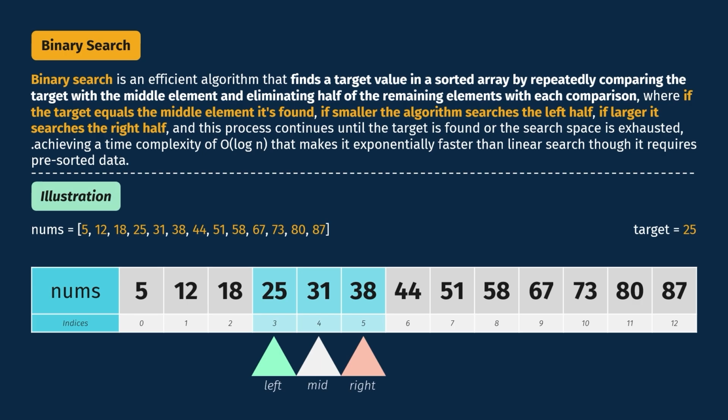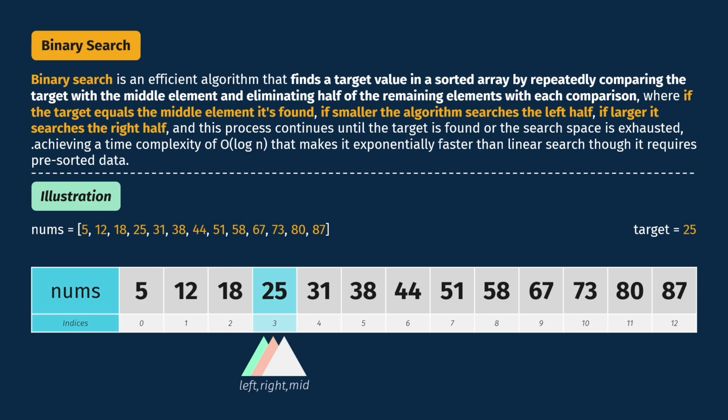We compare. Is 31 equal to 25? No. Is 31 greater than 25? Yes. So our target must be in the left half. So we move the right pointer to mid minus 1, which is index 3. At this point, both the left and right pointers are at index 3. Let's recalculate mid. So 3 plus 3 by 2 equals 3. The mid pointer is also at index 3, pointing to 25.